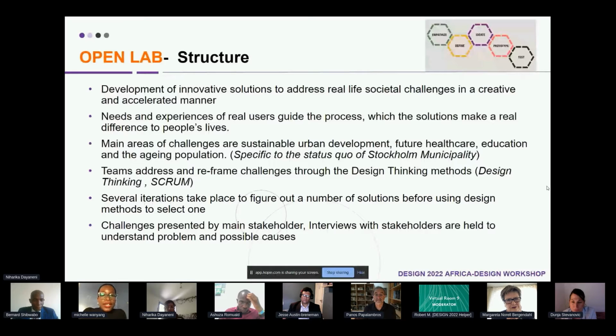such as the design thinking approach, which you can see: we use empathize, define, ideate, prototype, and test. In our specific course, we did this twice to be able to come up with almost the best solution that is really addressing the exact problem that we had. As I had mentioned before, the challenges are presented by the main stakeholders, and we get to interview the stakeholders to understand the problem and the possible causes. Next slide, please.